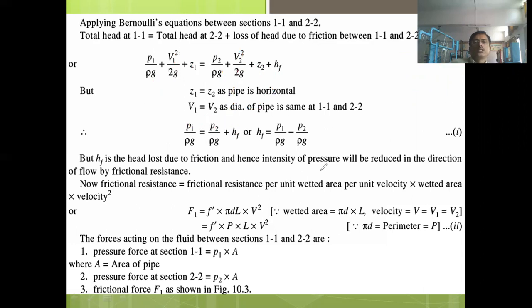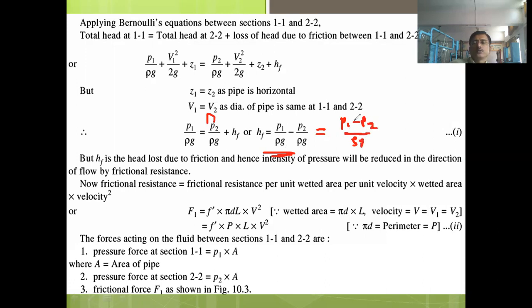Now if I take this P2 upon rho g on this side, left hand side here, then I can write this equation as HF is equal to P1 upon rho g minus P2 upon rho g. And this equation, we know that we have used it many times. HF is equal to P1 minus P2 upon rho g, right?